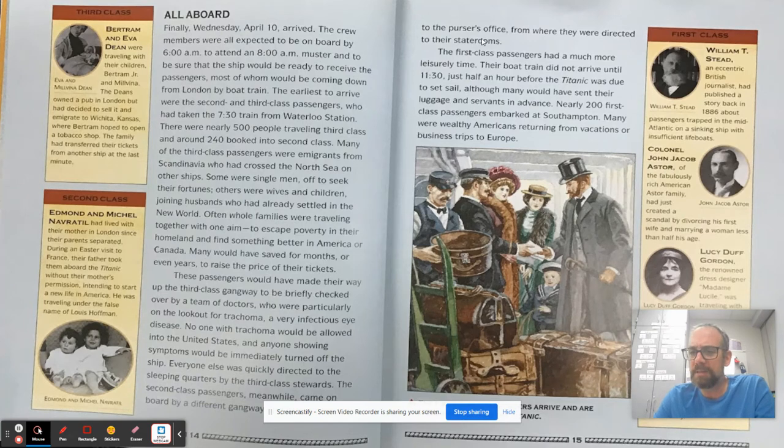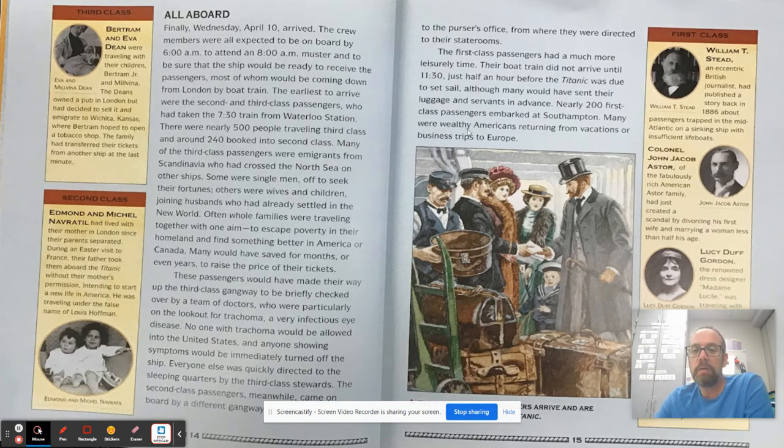So they had to make a stop somewhere first and then move on to their staterooms, where the first class passengers had a much more leisurely time. They showed up just before the Titanic was due to set sail. They probably sent servants and their luggage in advance. They probably got on and went right to their rooms. And it talks about many of these people being wealthy Americans returning from vacations or business trips to Europe.